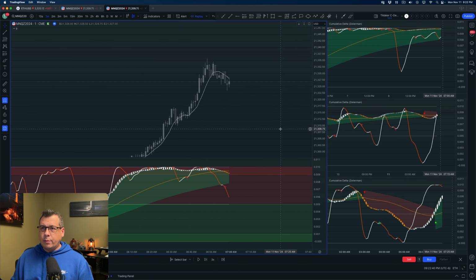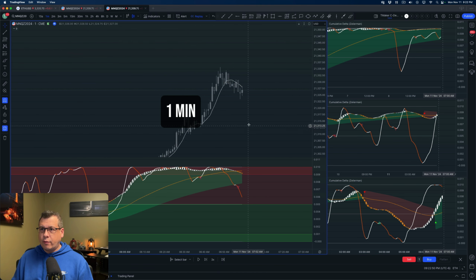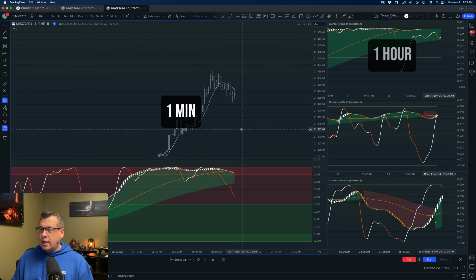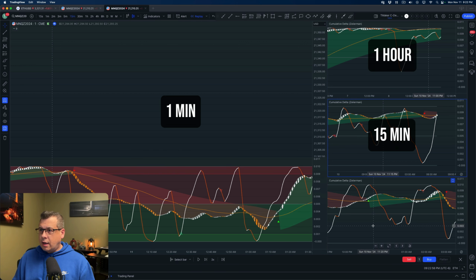So here we are in replay mode. I have the candle set to the 7 a.m. candle, that's Central Time. This is the 1 minute chart on the left. This is my main chart for my entries and exits. On the top right is the hourly cumulative delta. The middle is the 15, and the bottom is the 5 minute.